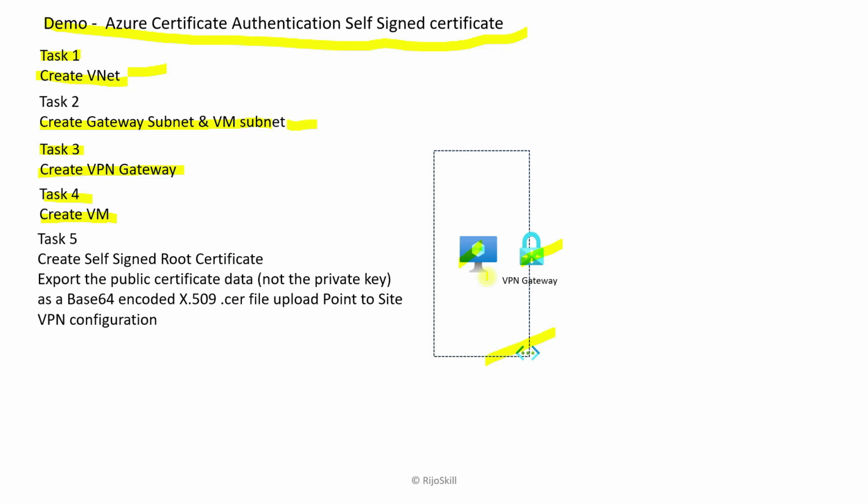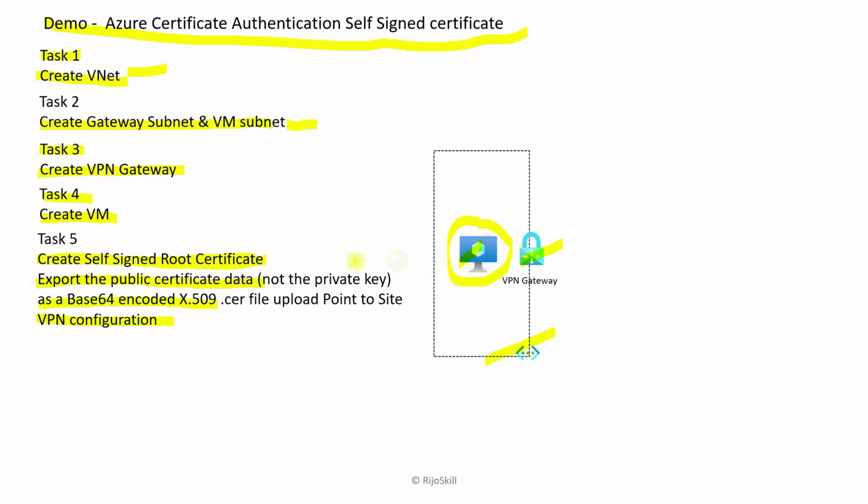So what does task 5 mean? Create the self-signed root certificate and export the public certificate data to a Base-64 encoded X.509 .cer file, to be uploaded to the point-to-site VPN configuration. So we need to create the self-signed root certificate. Where will we create it? On our virtual machine, because I need to connect to this virtual machine through the point-to-site VPN connection. So I need to create the self-signed certificate for this virtual machine.